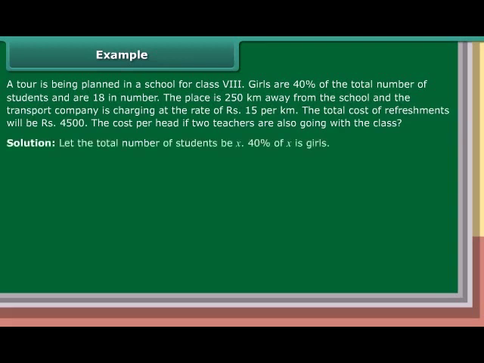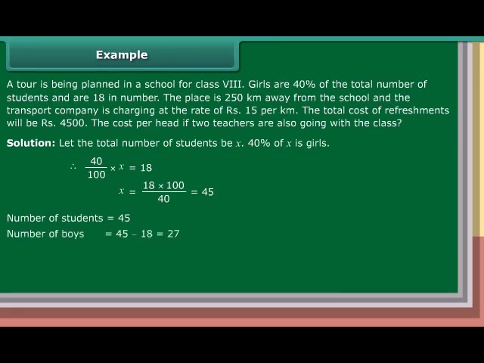Solution. Let the total number of students be X. 40% of X is girls. Therefore, 40 upon 100 into X is equal to 18. X is equal to 18 into 100 upon 40, which equals 45. Number of students is equal to 45. Number of boys is equal to 45 minus 18, which is 27.